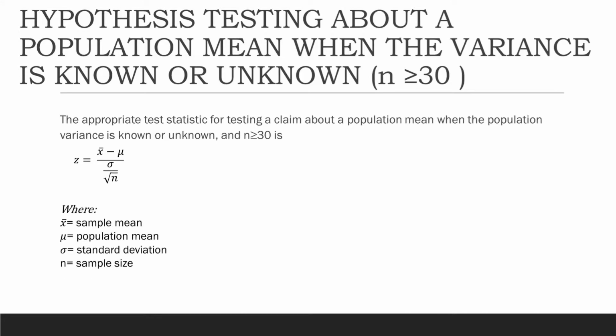So, x bar is equal to the sample mean, and then the other is the population mean. So these are the symbols in our formula. The standard deviation, and n is the sample size. So para mas lalo nating maintindihan, let me give you an example.